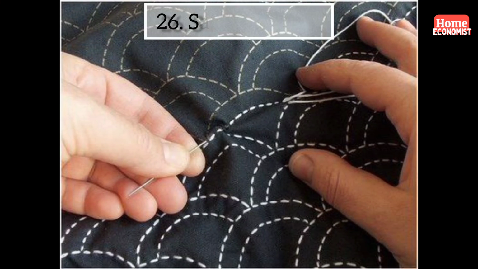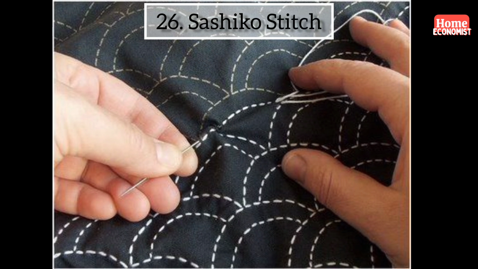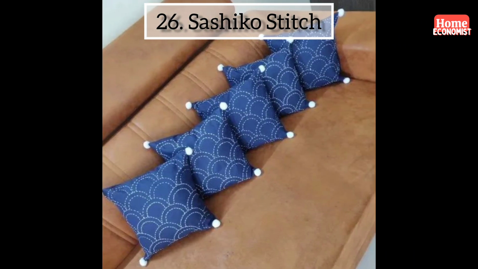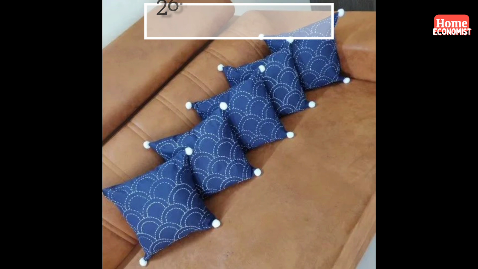Sashiko embroidery stitch is a variation of the running stitch done in intricate repeating patterns. A traditional Japanese stitch, it is a traditional art form that is easy to do but extremely effective for filling large pieces of fabrics.